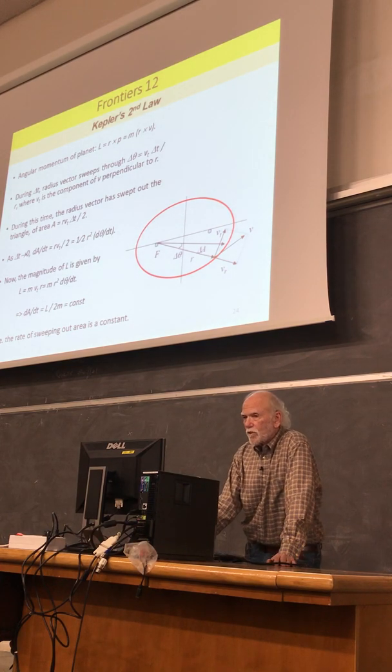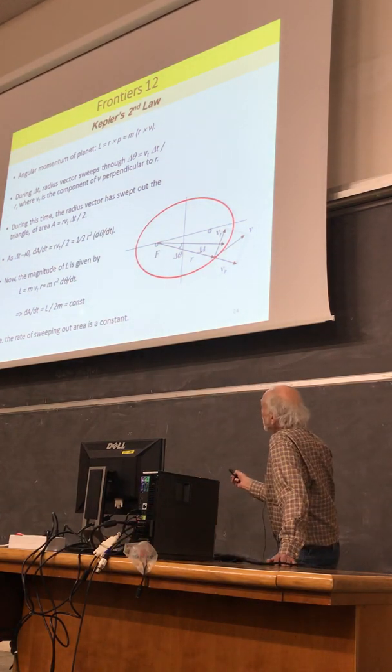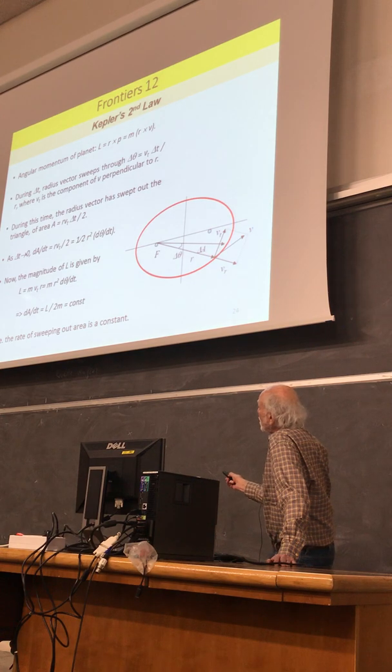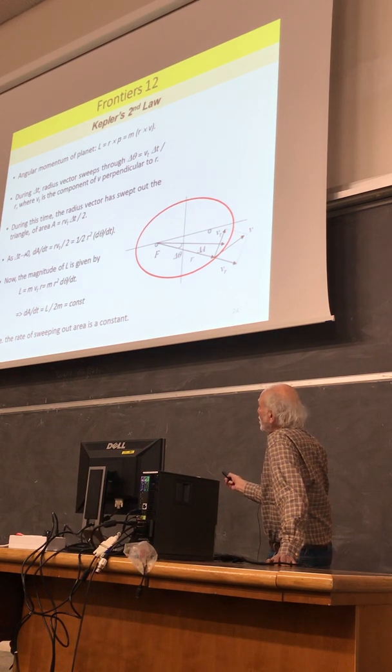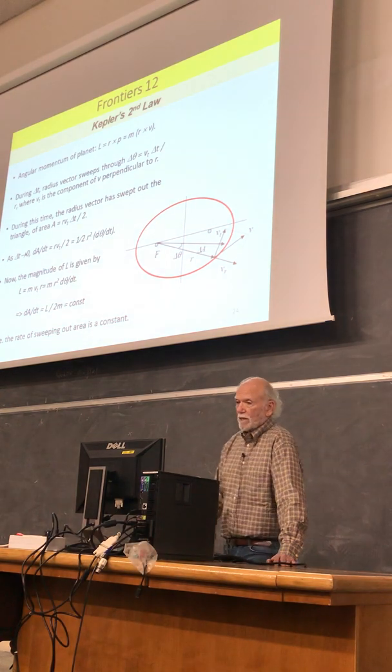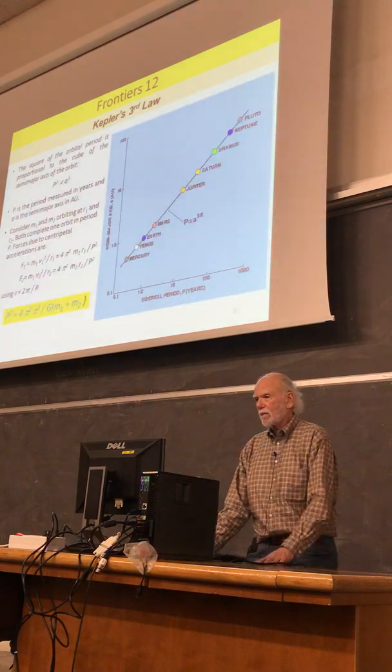And the magnitude of L is given here, m r squared d theta/dt. If I put that together, I get that the change of area with time is just the size L over 2m, which is just numbers, and that's a constant. So you get a constant sweeping of the angular momentum. That's the second law of Kepler.